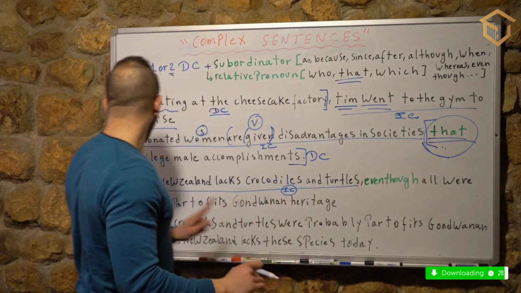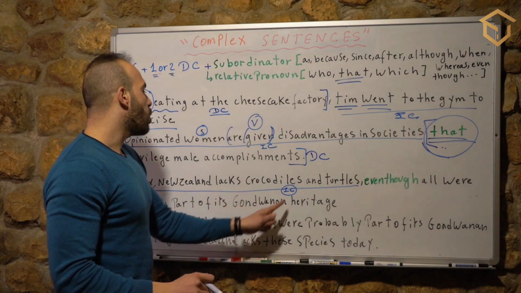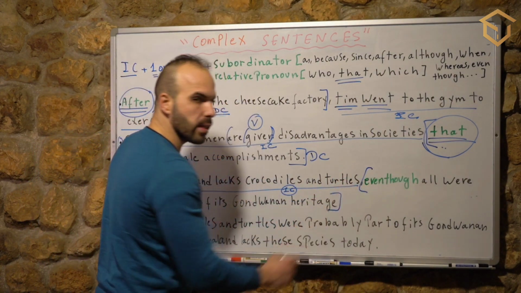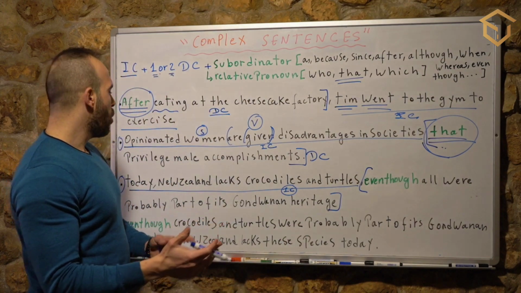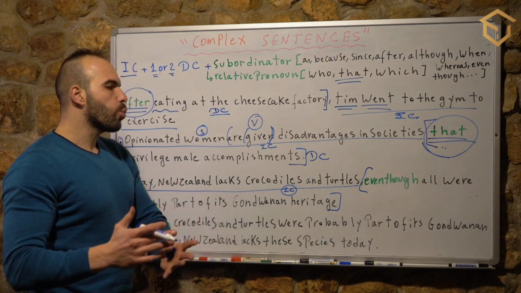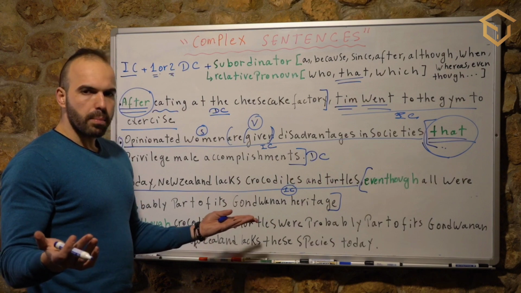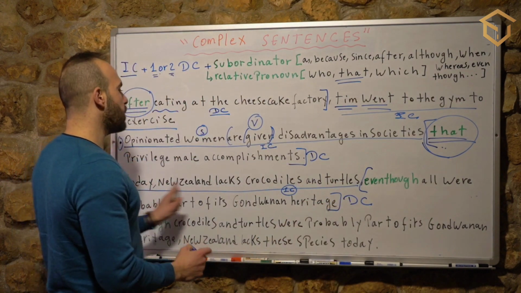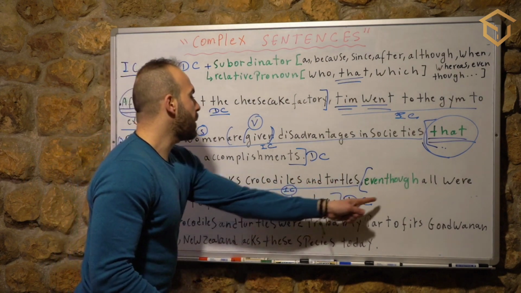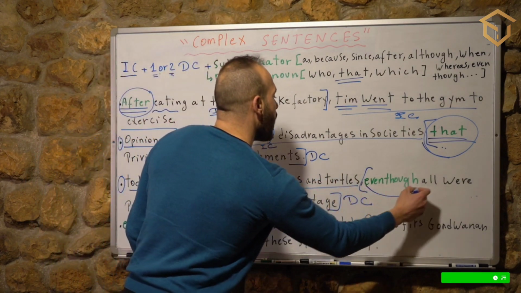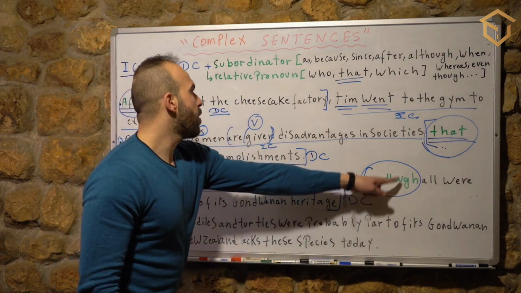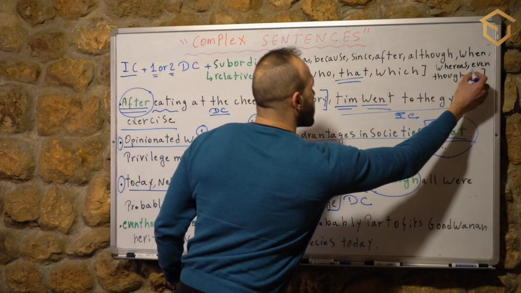"Even though all were probably part of its Gondwanan heritage." If we took the other half of the sentence, it wouldn't make sense to say, "even though all were probably part of its Gondwanan heritage." It doesn't make sense. So that's definitely a dependent clause. So we have one independent clause and one dependent clause joined by a subordinator. Even though is a subordinator.